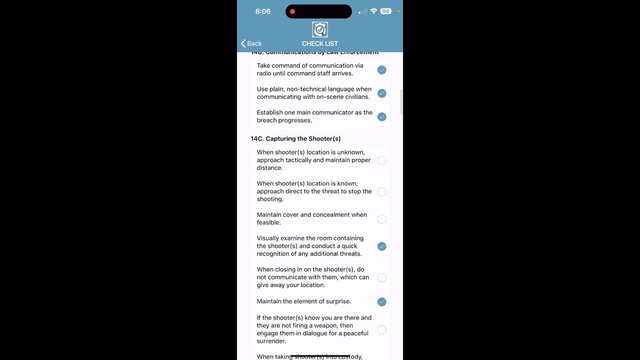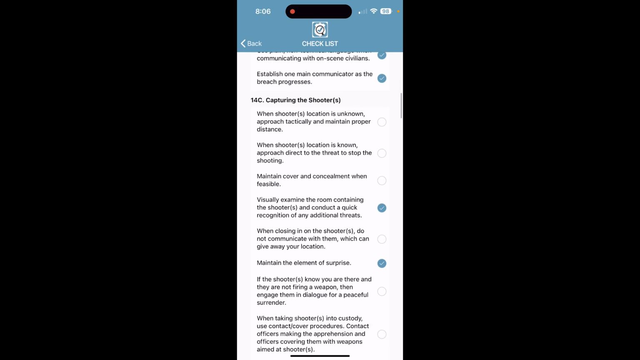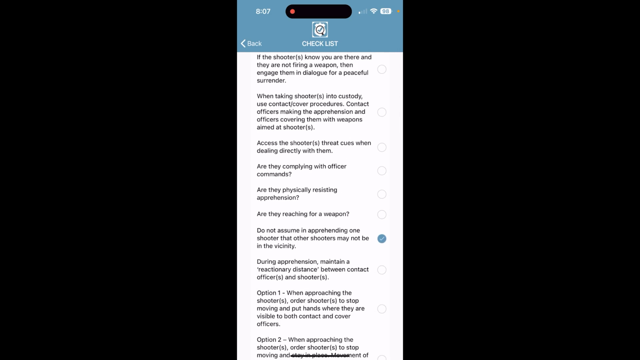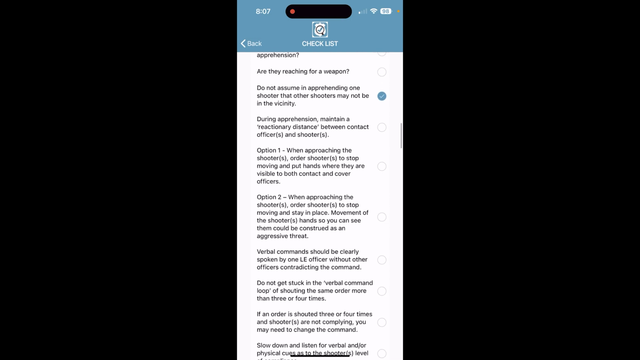14C are multiple actions in reference to capturing the shooter. I'm not going to go through all of them, but one of them, visually examine the room containing the shooter and conduct a quick recognition of any additional threats. Don't assume that it's a one shooter activity. There could be multiple shooters. They could be, besides firearms, there could be bombs set, etc. Do not assume in apprehending one shooter that other shooters may not be in the vicinity, as I just mentioned.